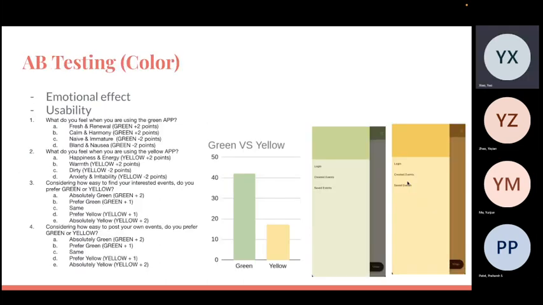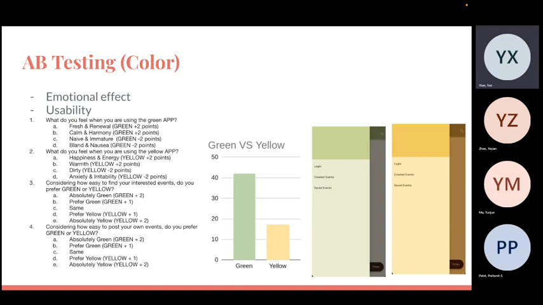Then let's talk about our A/B testing on the color. Now we have 2 choices. Should we choose green as our major color or the golden yellow as our major color? The color design is very important. There are 2 major effects. The first one is emotional. The green may make people feel fresh and calm and harmony. However, the yellow could make people feel happy and warm and energetic.